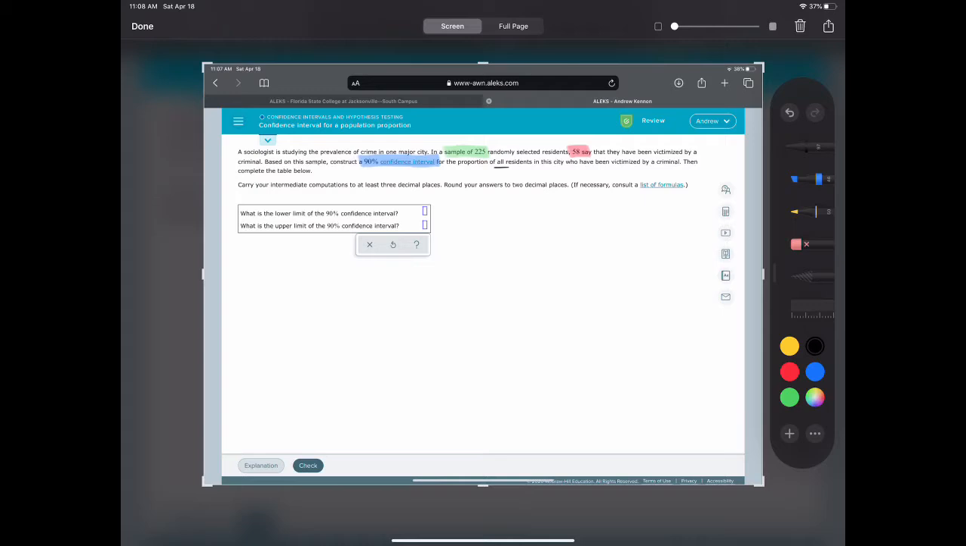So we want to find the lower limit and the upper limit. We have three things given to us here. We have n is 225. Our x is going to be 58. And our confidence interval that we are looking for is 90%. So the first thing we need to do is figure out what z-score goes along with a confidence interval for 90%.